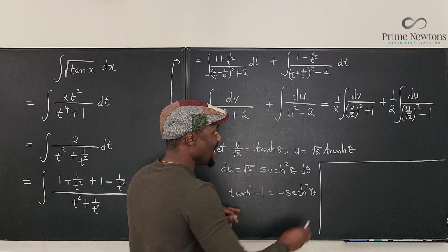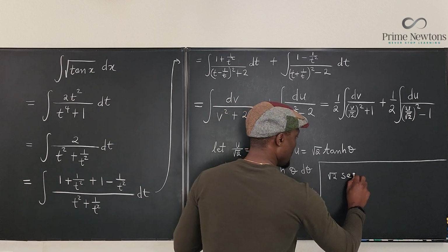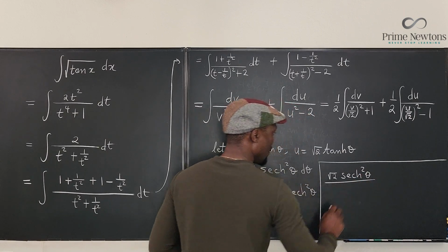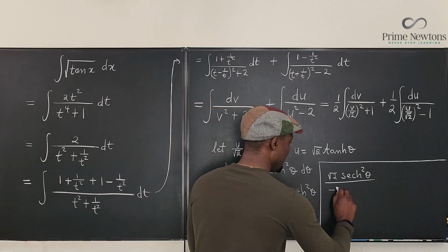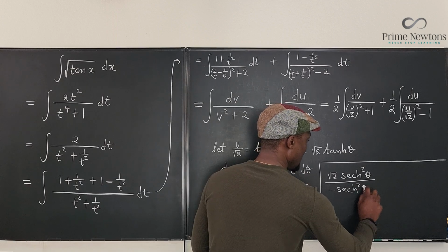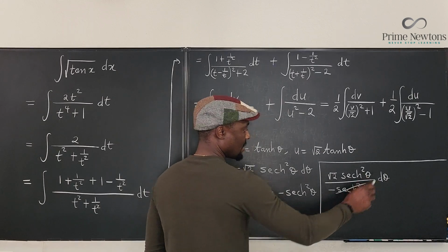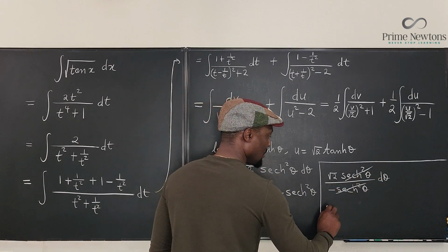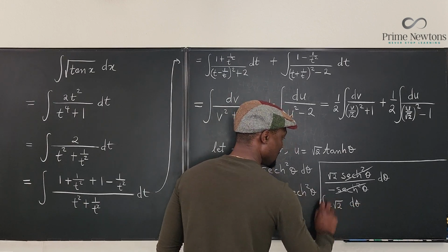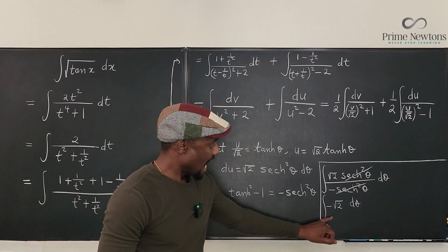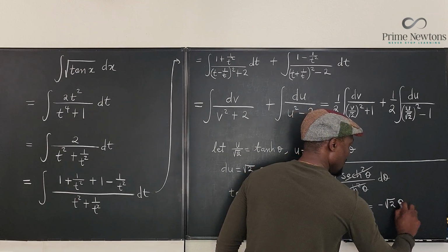Okay, so here we have du. We already said du is this. So we have the square root of 2 sech squared theta over, this is going to be tanh squared theta minus 1, which we said is negative hyperbolic secant squared theta, d theta. Look, this cancels this. What you have left is just negative the square root of 2 d theta. Let's put that under the integral sign. And if you take this integral, it just means your answer is negative square root of 2 theta.